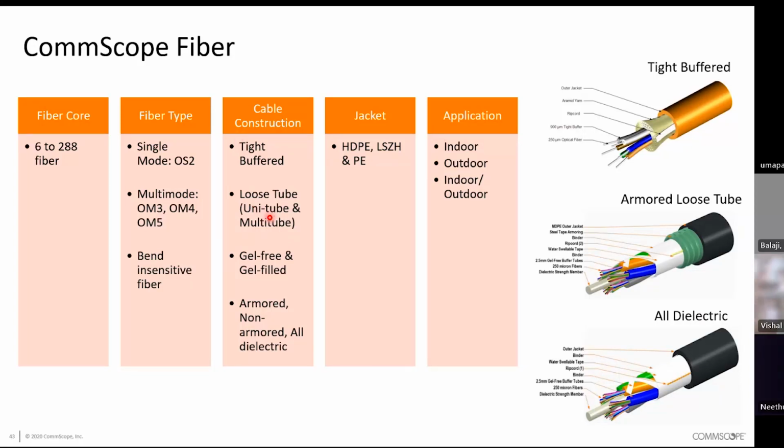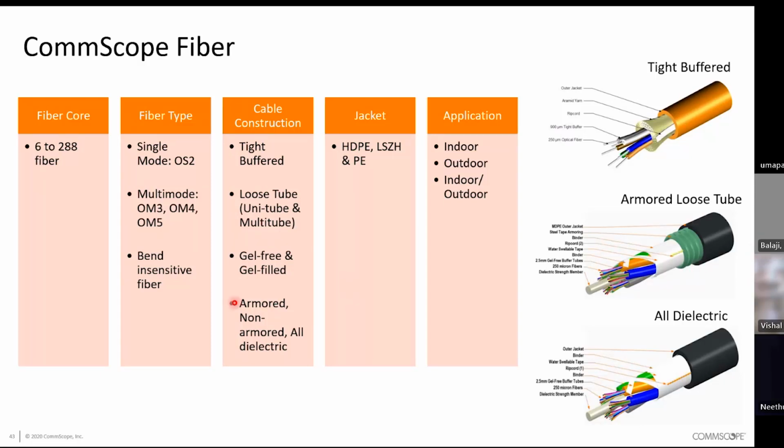And then you have something called loose tube, unitube and multi-tube. Loose tube is nothing but your outdoor fiber cable, where inside the tube you'll find the fibers, gel filled or without gel also. That is called the loose tube, whether it is a unitube or multi-tube. Unitube means a single tube will be there, with 6 fiber, 12 fiber, 24. Beyond 24, you'll get multiple tubes like this. Multiple tubes, each with maybe 12 fiber or 6 fiber or 4 fiber, depending on the construction, we call a multi-tube fiber cable.